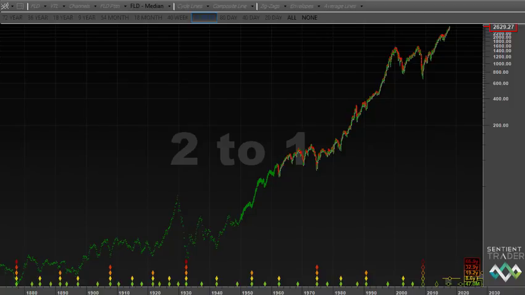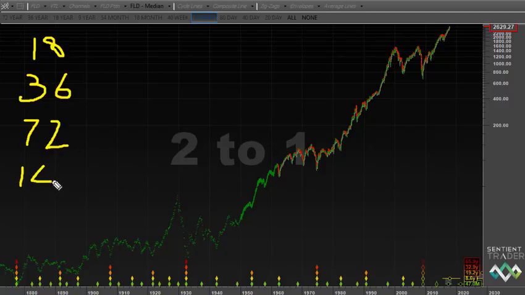So the nominal model on this chart, you can see that the chart is actually named 2 to 1, and that's because I've gone from 18 years, and I've simply doubled that to 36 years, and then 72 years, and then 144, although of course we don't find 144 year cycles in there. So that's this nominal model. The harmonic ratio between each one of the cycles is 2 to 1. Each one of the cycles is twice as long as the previous cycle, the shorter cycle.